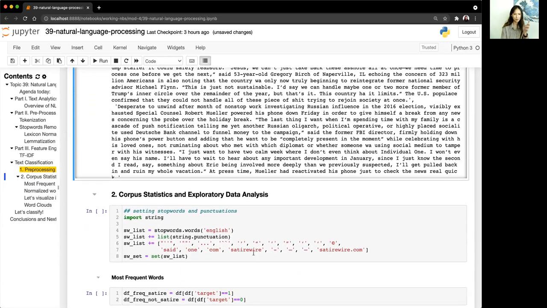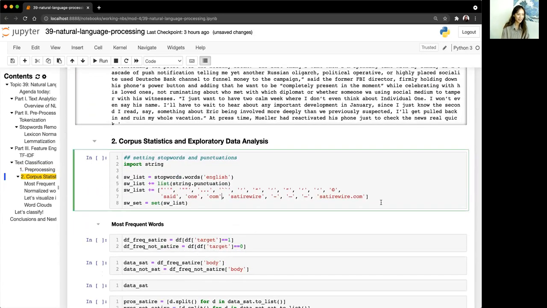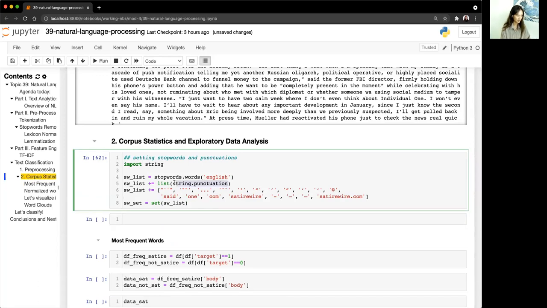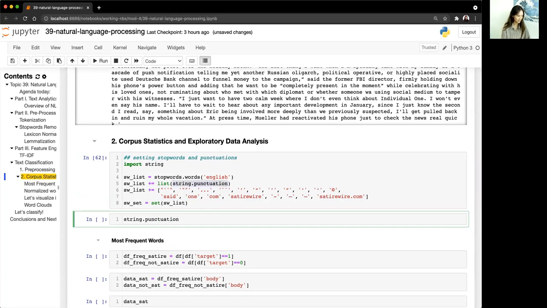So like I think Noel was asking before, you can add words into your stop words list. I'm actually adding punctuation as well. And because some of this data comes from Satire Wire, there are a lot of URLs, so I'm going to get rid of those too. So we take a look at our stop word list. And by the way, you can get a list of punctuation from string.punctuation.